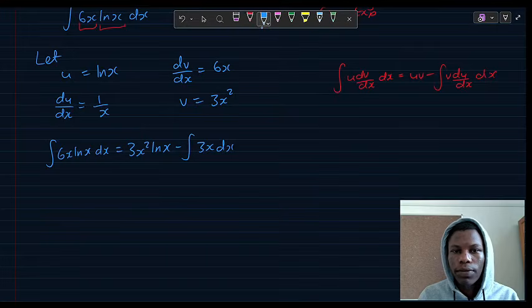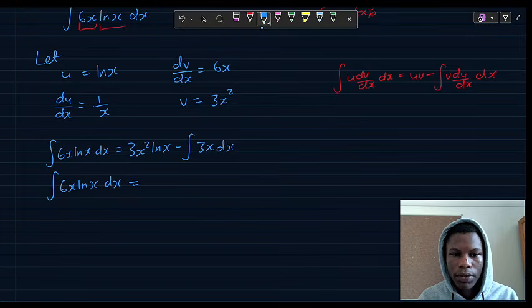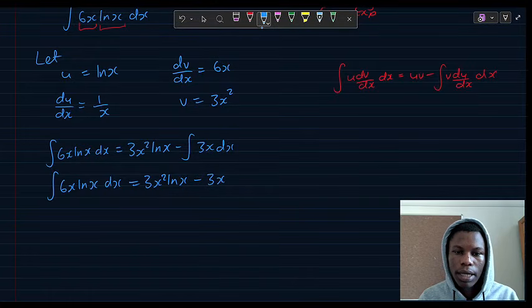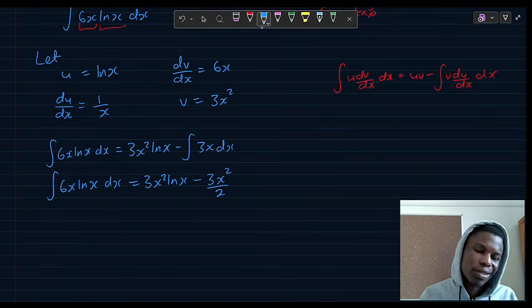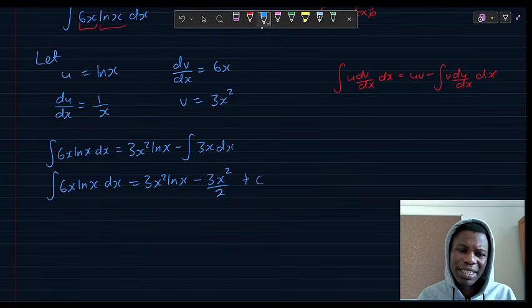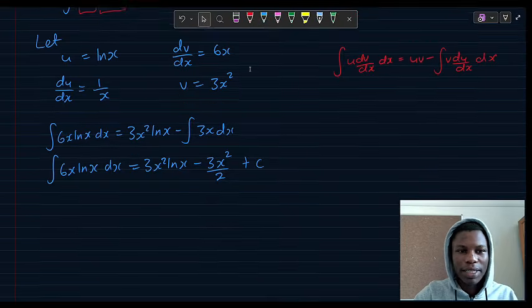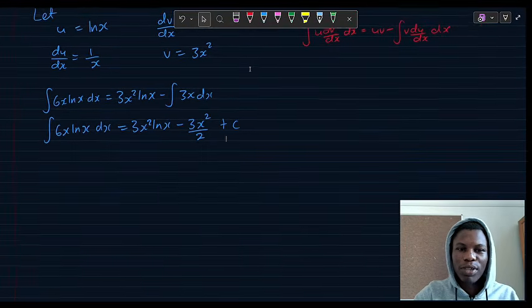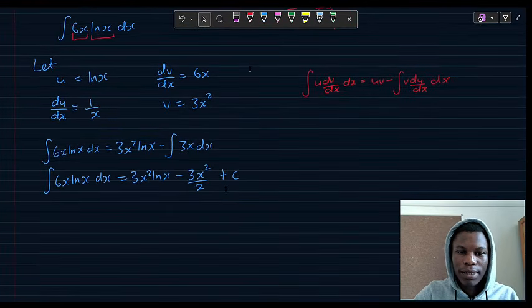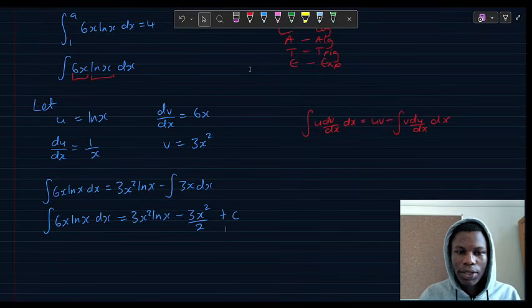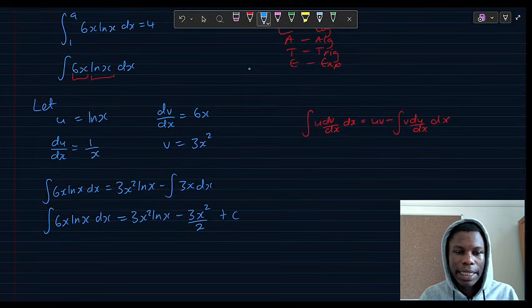So we can simplify this and say that the integral of 6x ln x dx is equal to 3x squared ln x minus 3x, add 1 to the power 2, divided by the new power 2. Technically, we should add a c here because there are no limits, but we're about to bring back the limits, so it doesn't really matter. So this is the result you get when you integrate 6x ln x.